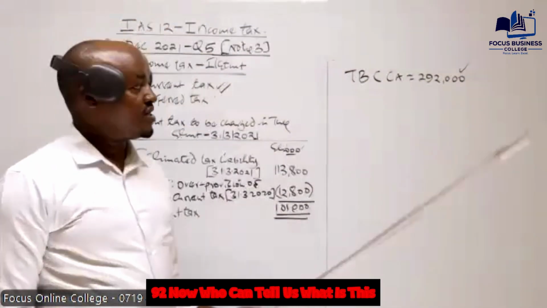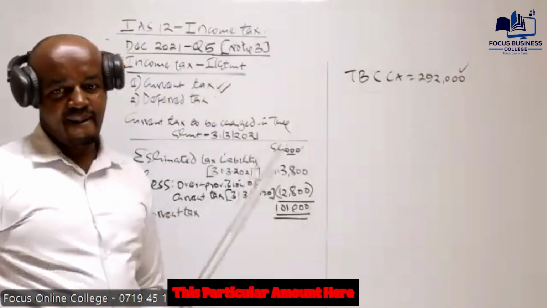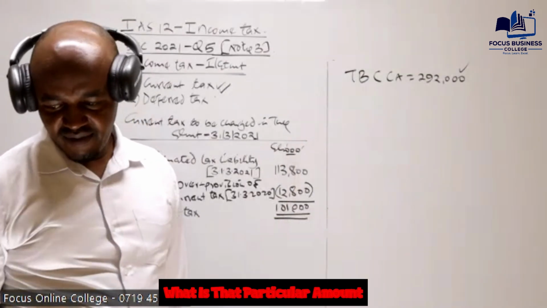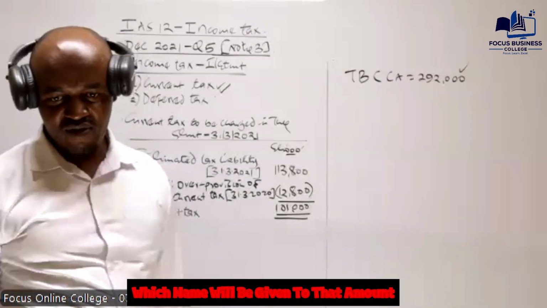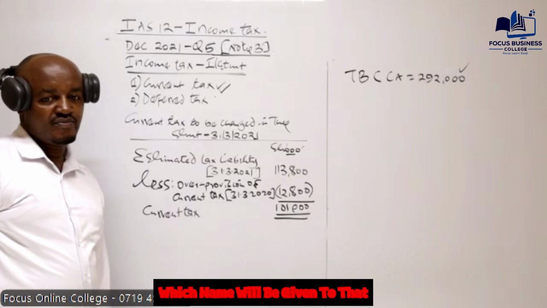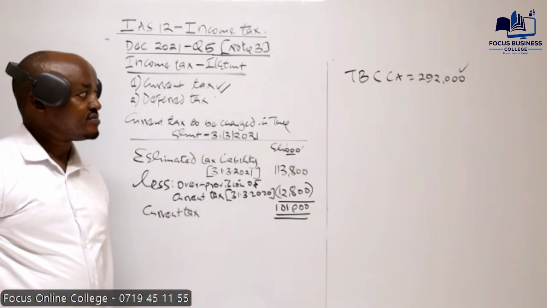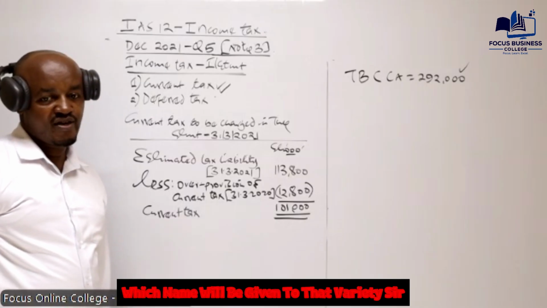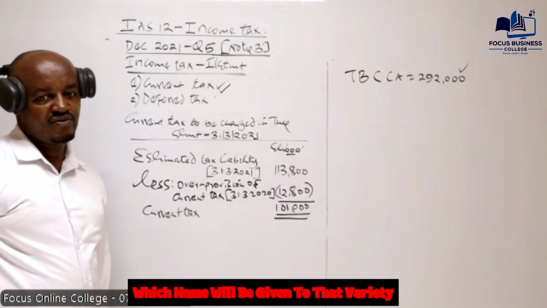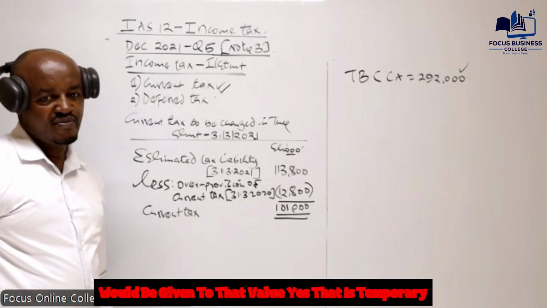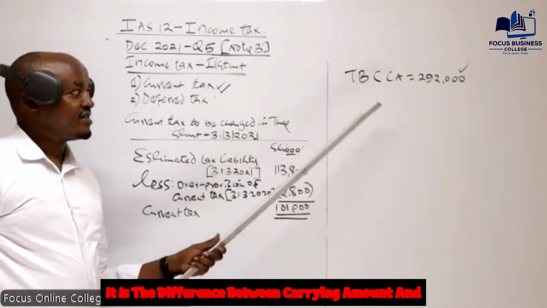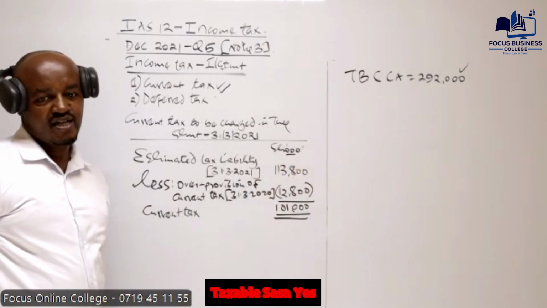292. Now, who can tell us what this particular amount is? Which name will be given to that value? Yes, that is a temporary difference, because you can see it is the difference between the carrying amount and the tax base.